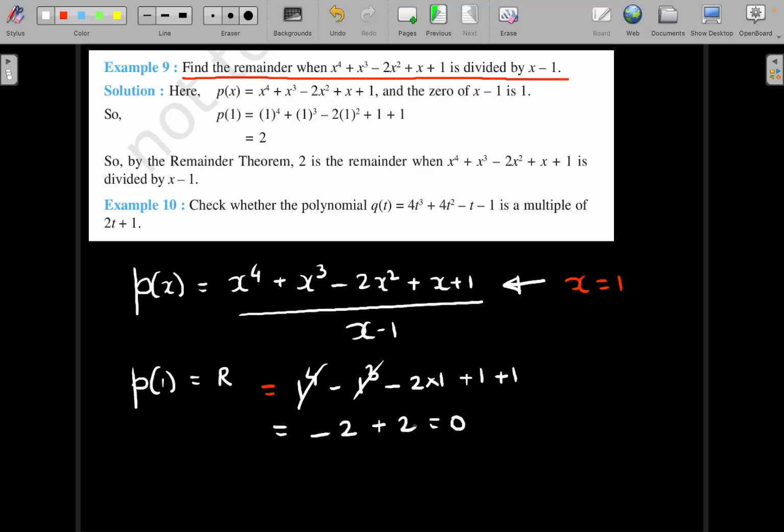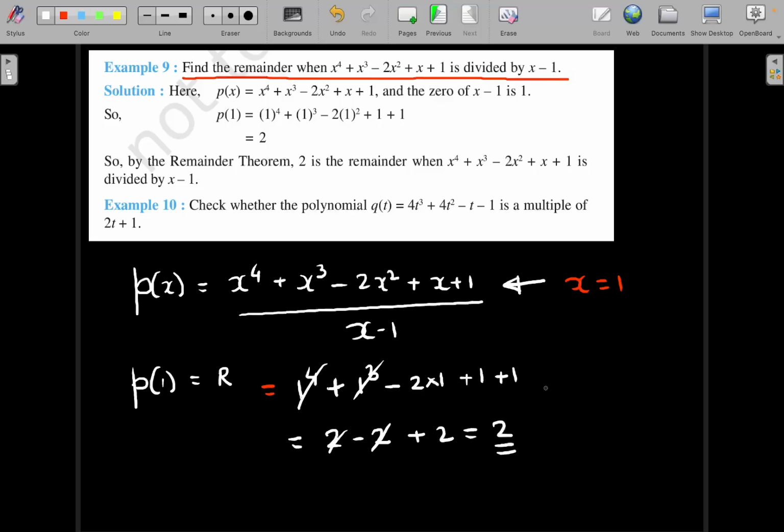Okay. Oh, I'm sorry. I think I made one small mistake here. This is plus, not minus. So you can see that it is so easy to make mistakes. So there's a plus here. So this is 2 minus 2 plus 2, which is equal to 2. Okay, so 2 is the remainder.